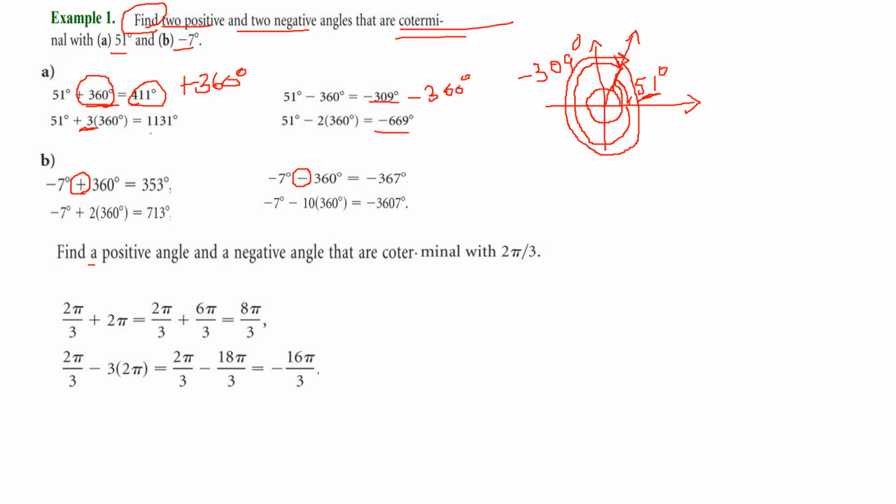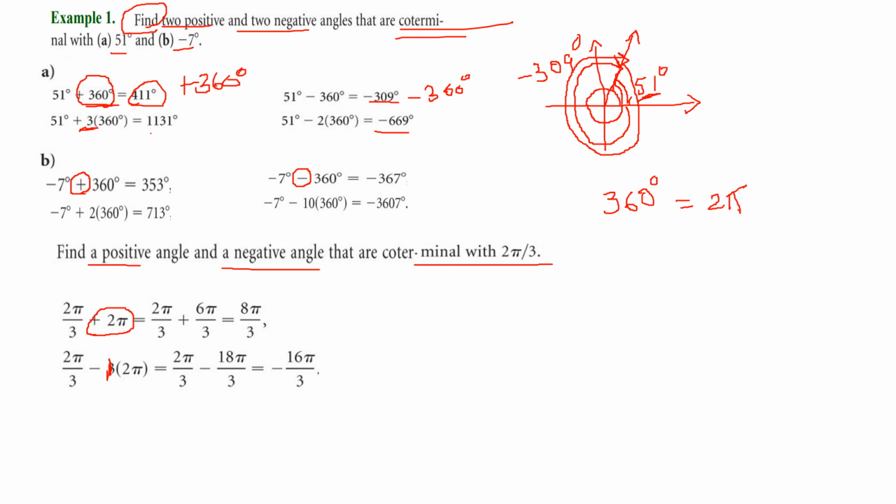What is given: find a positive angle and a negative angle that are coterminal with 2 pi over 3. So what is 360 degrees in radians? We know that 360 degrees is equal to 2 pi radians. So for getting a positive coterminal angle, we have to add 2 pi, and for getting a negative angle, we need to subtract 2 pi.